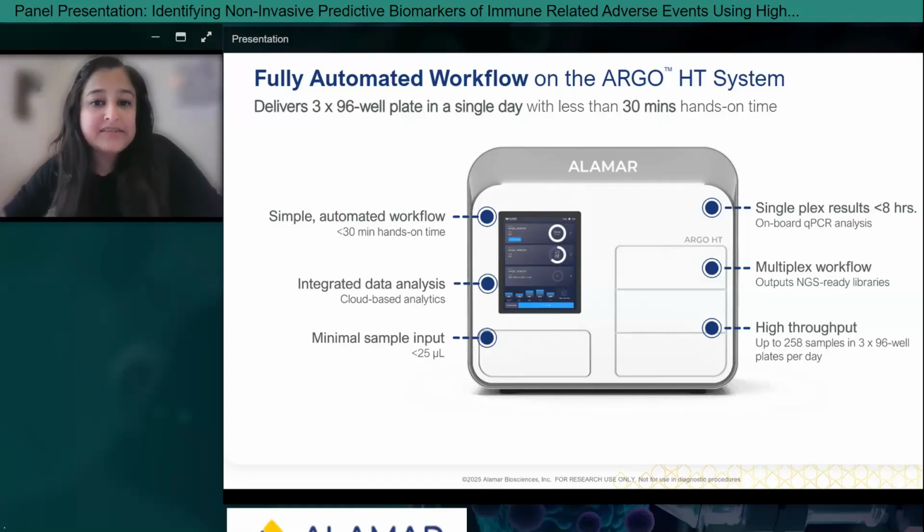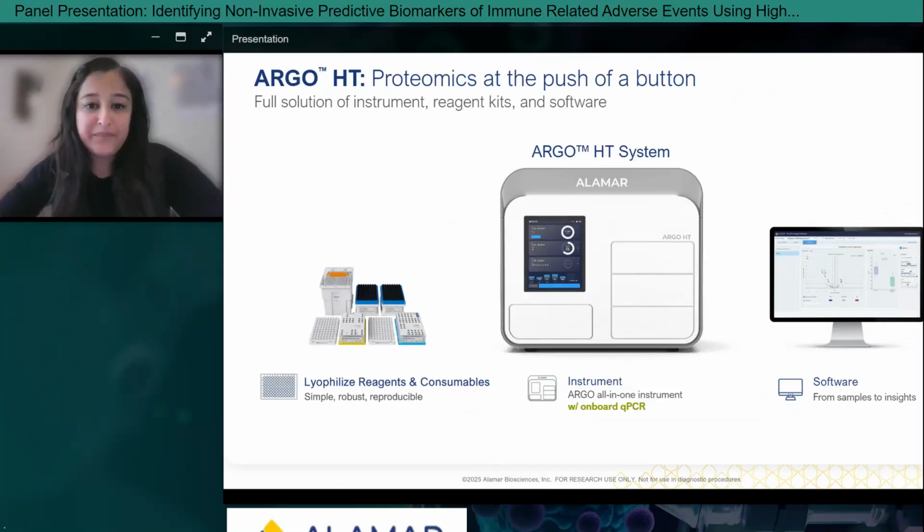And the Argo instrument has a built-in qPCR machine that can provide ready-to-analyze results in less than 8 hours. For the multiplex workflow, there's a single library that's generated from each plate, which can then be sequenced via an accessory sequencer. So at Alamar, we're really a solutions provider, and we provide the entire gamut of solutions from reagents, instrumentation, as well as software for analysis of the proteomic data.